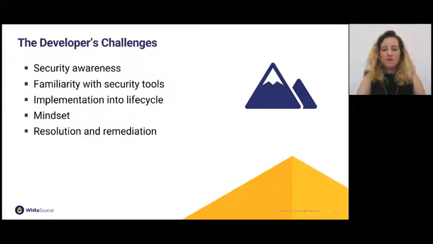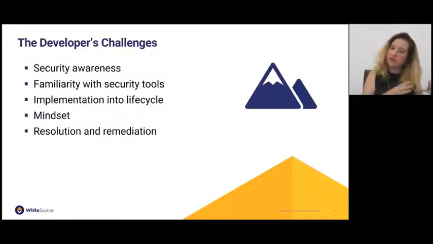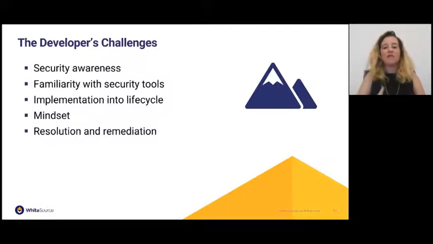Then probably they're also not familiar with security tools, because security used to be the security team's problem and now it becomes also their problem. So they have to get familiar with the actual tools, the actual language for security vulnerabilities.